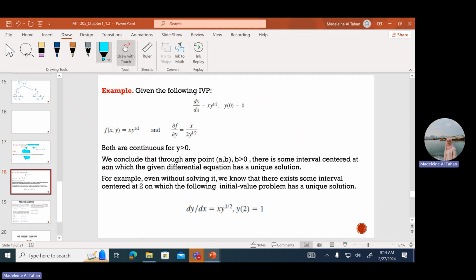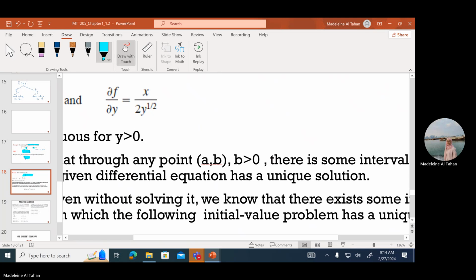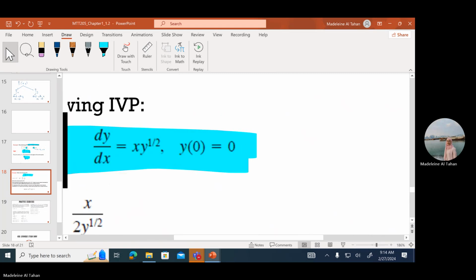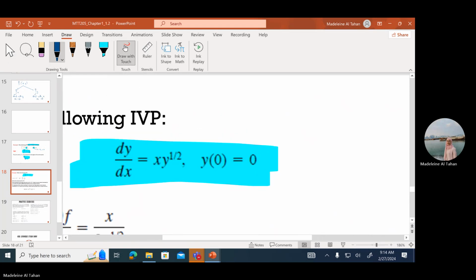What I need to do is think about this one. This one is the same as writing it as y prime equals x radical y, with y of 0 equal to 0. So the first step: determine your f, determine your x naught, and check if it has a unique solution or not.